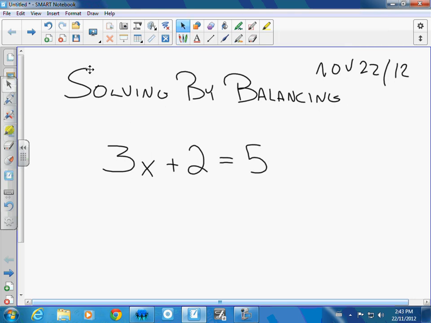Okay. 3x plus 2 equals 5. Now, can anybody just look at that question and tell me what the answer is? Is the answer 1? Is x equal to 1? Right, 3 times 1 is 3, plus 2 equals 5. Yeah, okay, that's right. Now, what I want to show you is, how do we get 1? How do we get it algebraically? How do we solve this? Okay? So here we go.